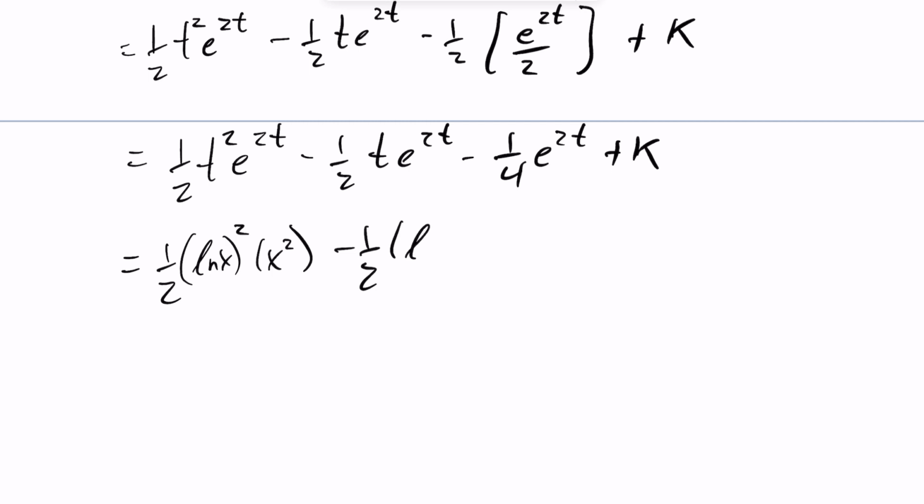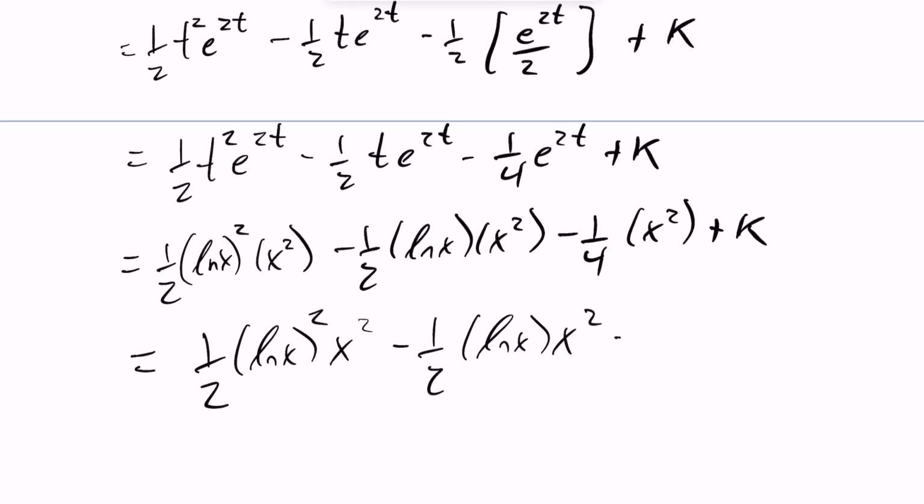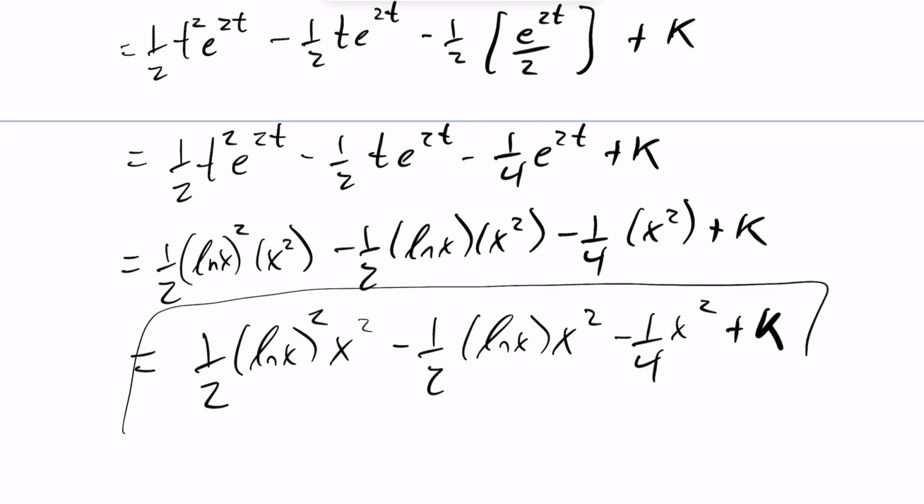And you can put that in there, and again, that's another x squared. Put your quarter down, and that's another x squared plus k. And just finally cleaning this up here, our final answer is 1/2 ln of x quantity squared times x squared minus 1/2 ln of x times x squared minus 1/4 x squared plus k. And we have our final answer.